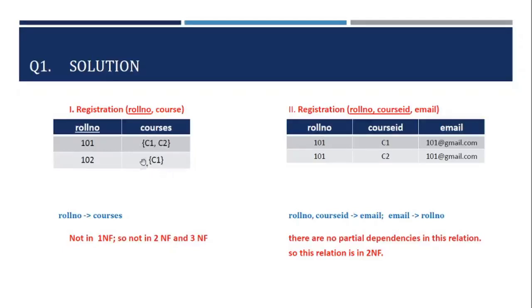So such values or such design is not allowed in first normal form. If you see here, we have a set valued attribute or multi-valued attribute. As a result, this schema is not in first normal form. Whereas if you consider schema 2, roll number is a single valued attribute. Course ID, again, is a single valued attribute. Email is also a single valued attribute. So here the design is in first normal form.